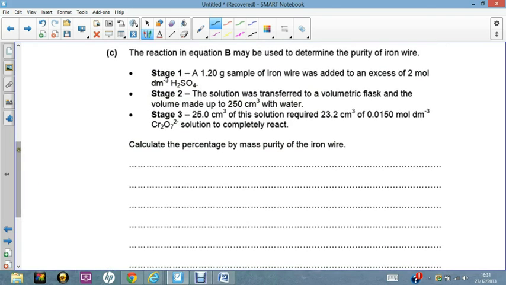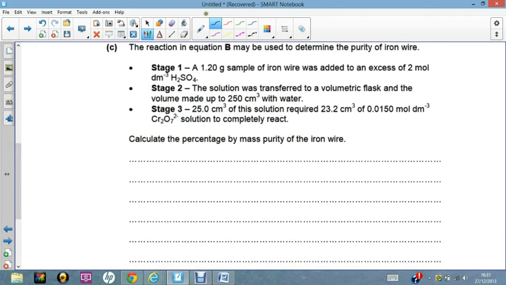Okay, part C, lots of people found this very difficult. This is a moles question. So we've got a 1.20 gram sample of iron wire reacted with some acid. All that's going to do is react it and dissolve it into solution. The solution was transferred into a volumetric flask and made up to 250 centimetres, so that number is going to be important. And we're titrating 25 centimetres of that. What we're reacting it with is dichromate. I use 23.2 centimetres of this concentration dichromate.